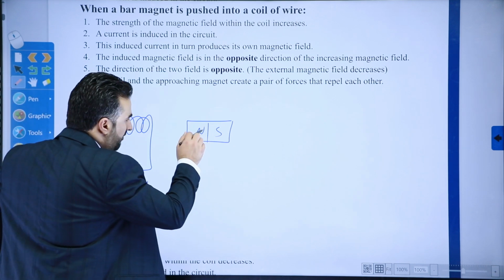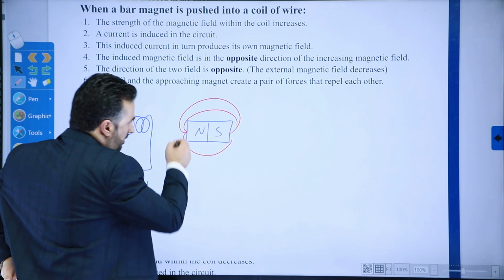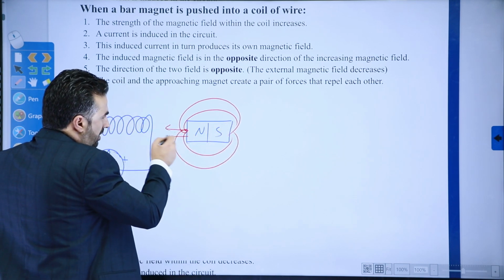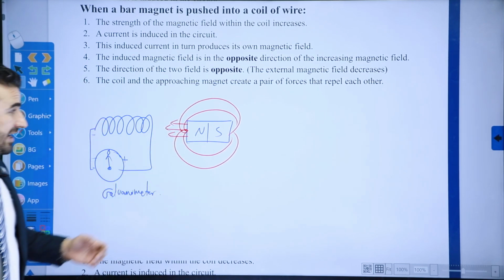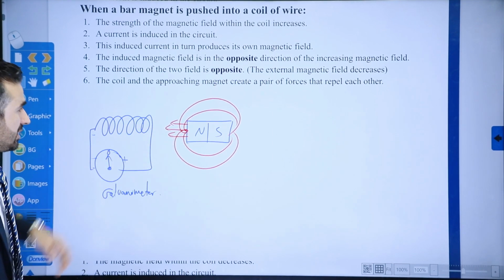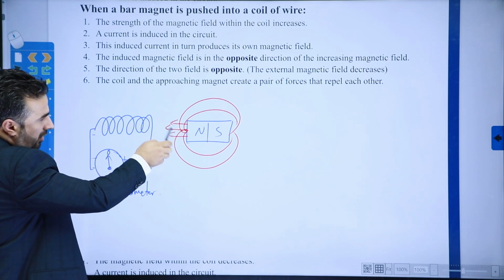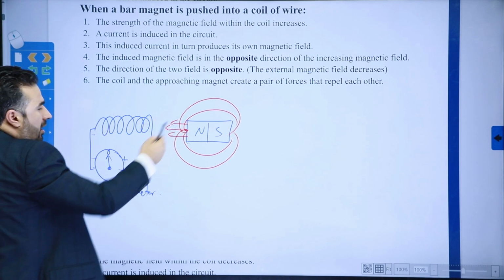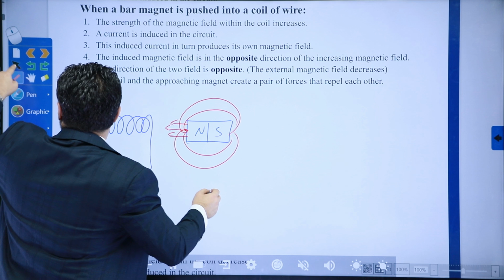First of all, we do have magnetic field lines around this magnet here. Perhaps these are not perfect magnetic field lines, but of course you do understand this. So when we bring this magnet closer to the coil, you can see that the magnetic field lines that are crossing the coil, or over this coil, of course, increase.